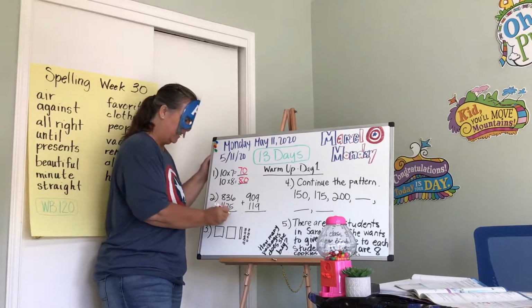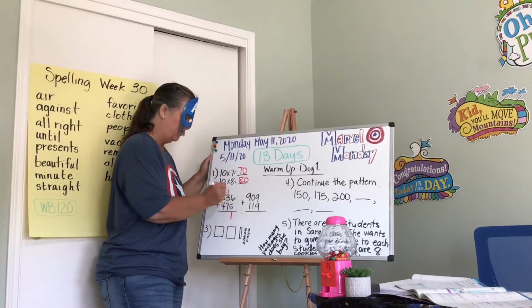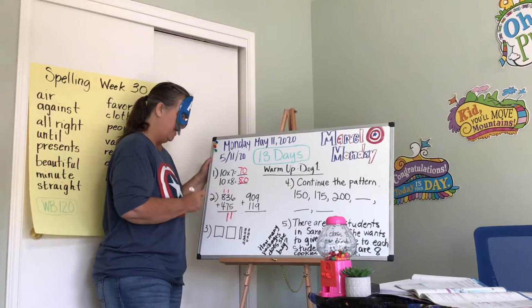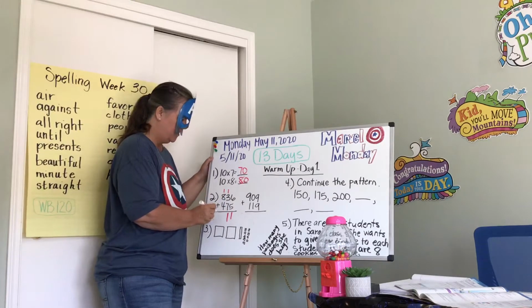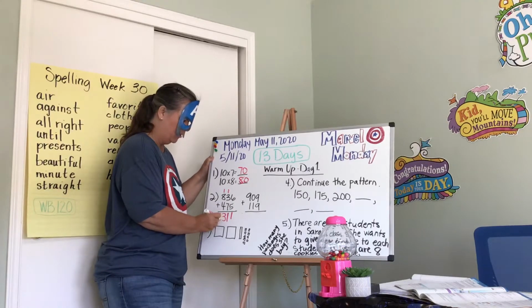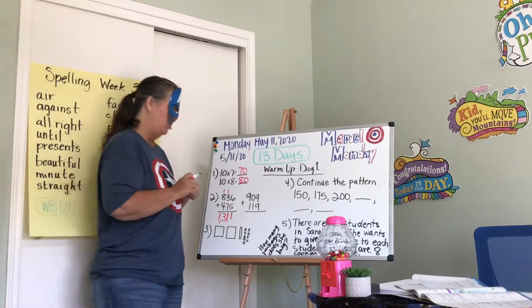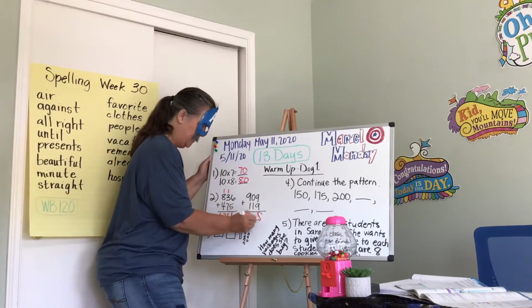6 plus 5 is 11. Write down the 1 and regroup. 1, 3, and 7 is also 11 and regroup. 8, 4, and 1 is 13. We have to add our comma. Final answer, 1,311.